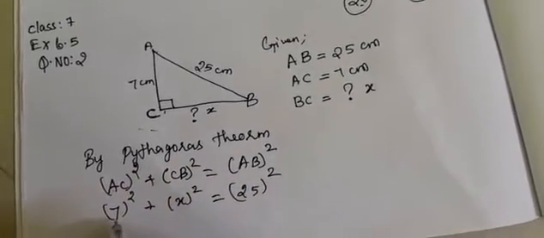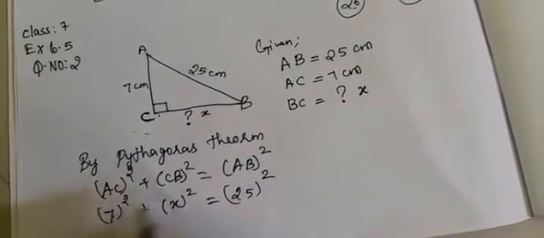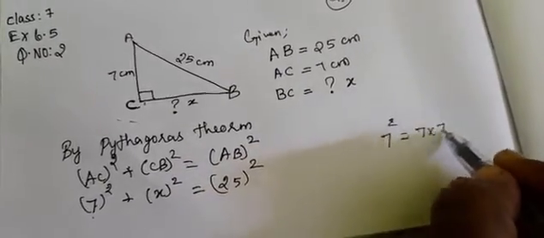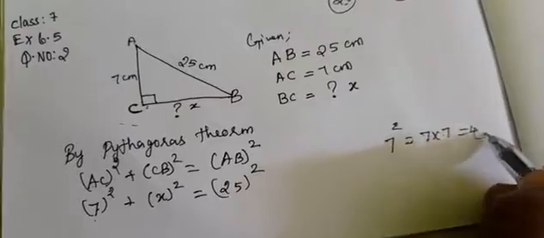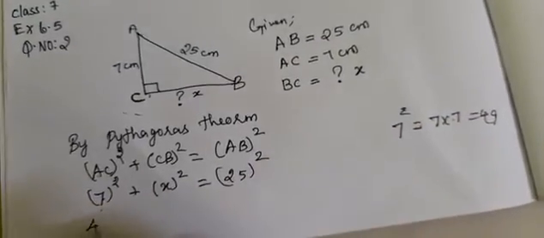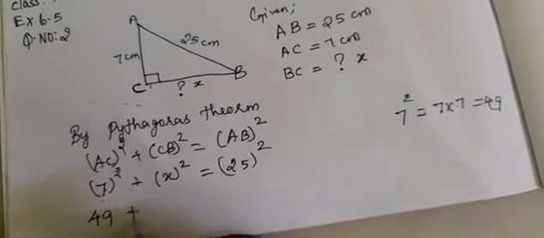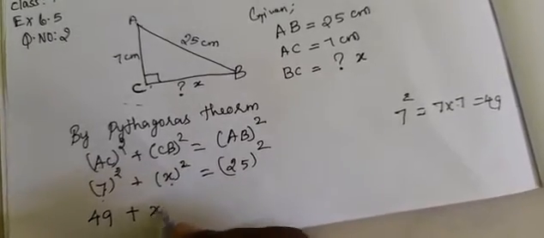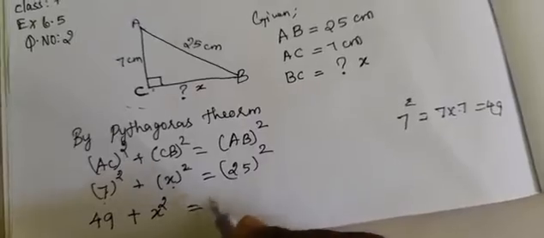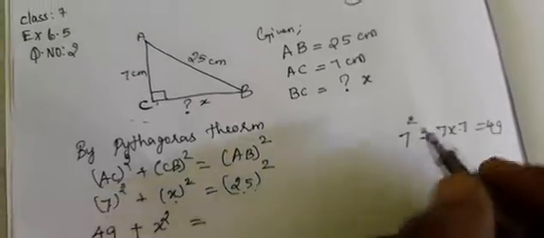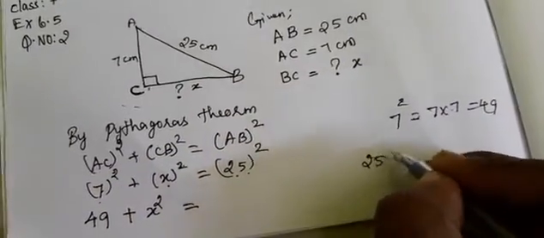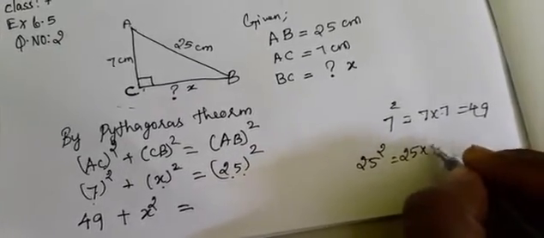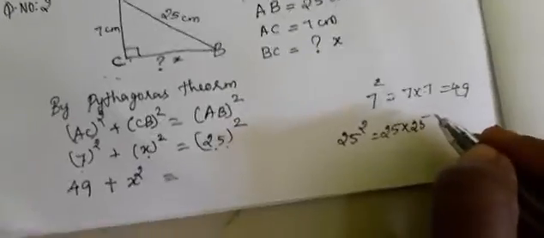Let us simplify 7 square. 7 square means 7 into 7. 7 sevens are 49. We can write 49 plus x square is equal to 25 whole square, that is 25 whole square means 25 multiplied by 25.